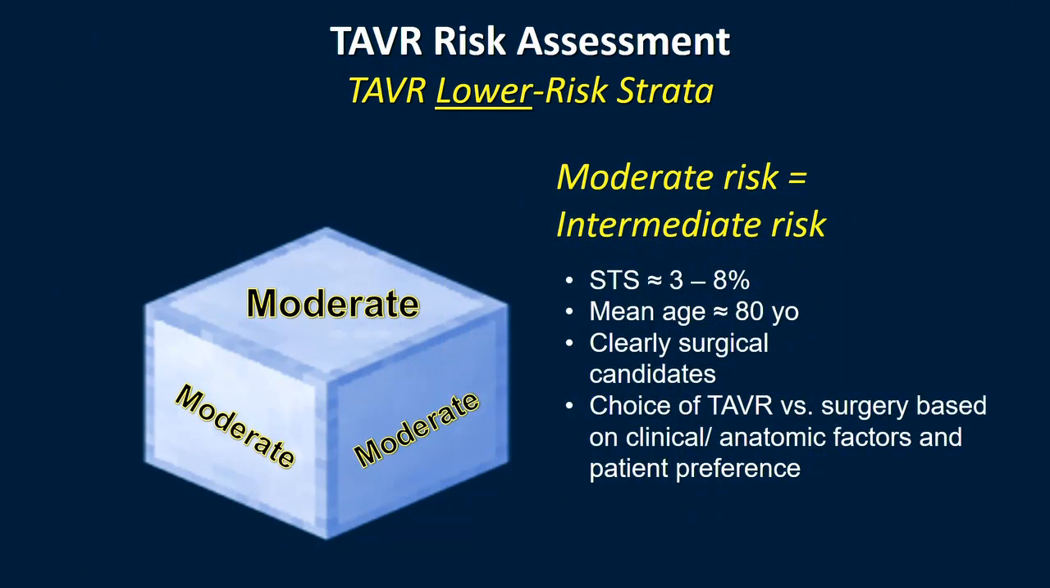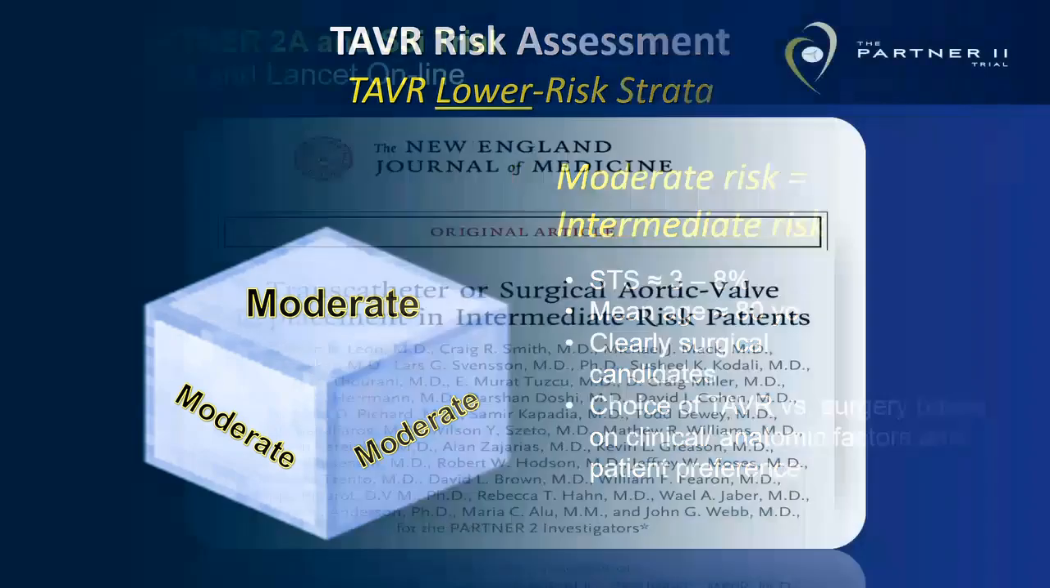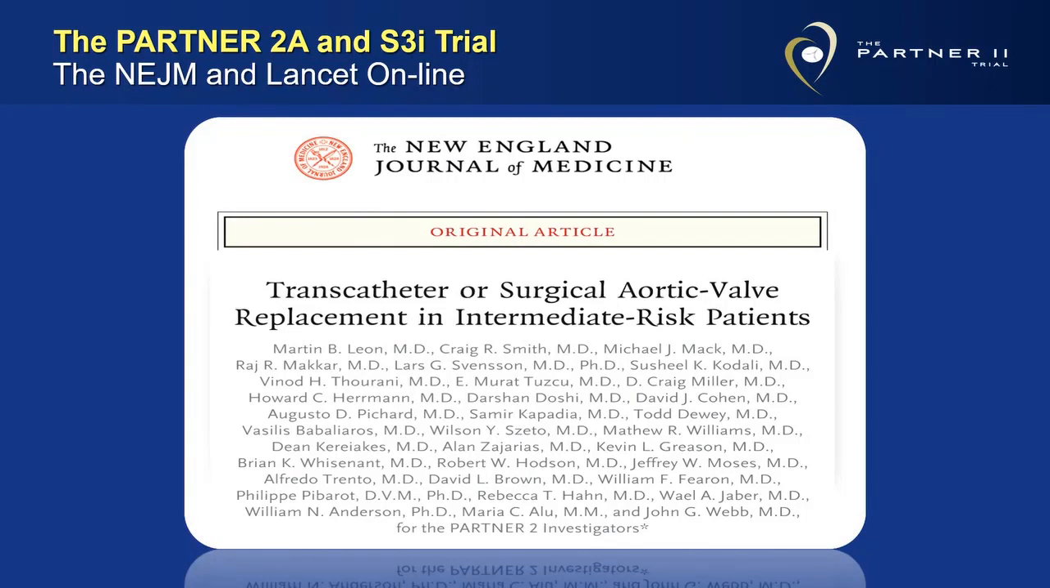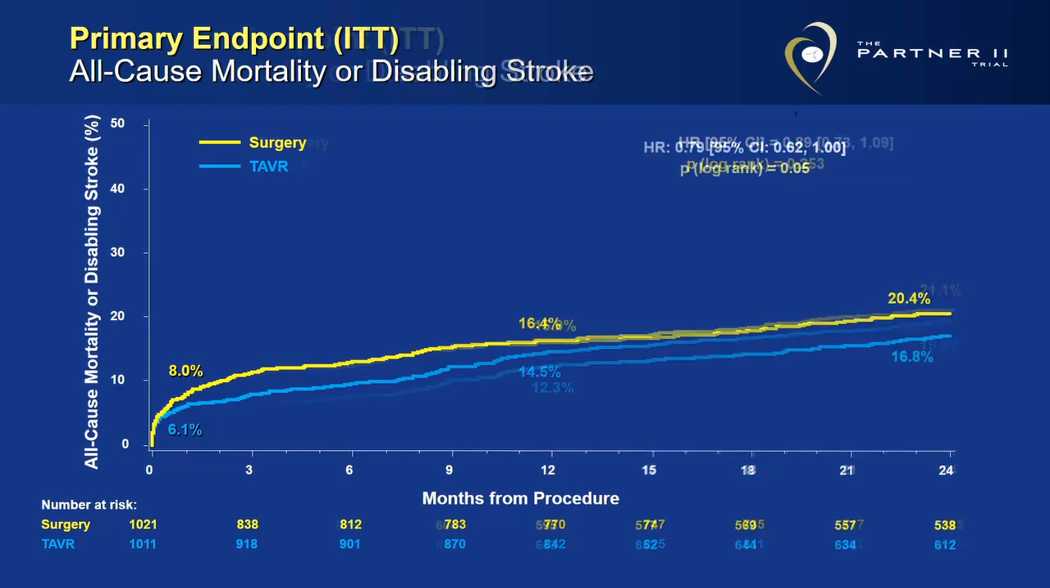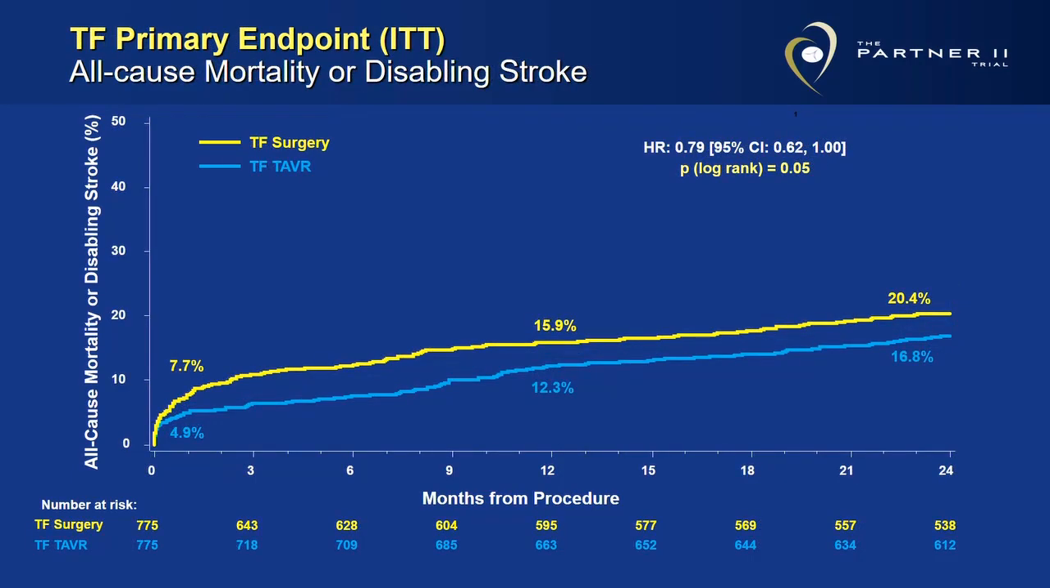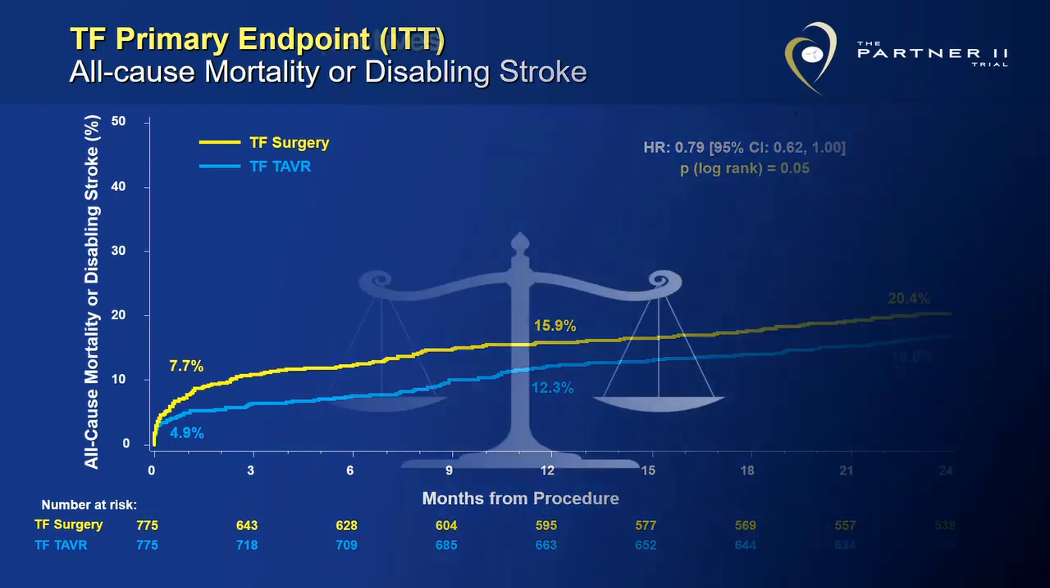So for the moderate risk, there were actually 2 studies. This definition is an STS score of 3 to 8% for risk of mortality. Mean age is still 80 in those intermediate risk patients. Again, there were 2 studies, PARTNER 2A and SAPIEN 3 intermediate risk trials. They have both been published, one in the New England Journal, one in the Lancet, and they showed again that there was noninferiority when you take the intermediate risk comparing SAVR versus TAVR, which again, is a win for TAVR. And that was true also for the S3.